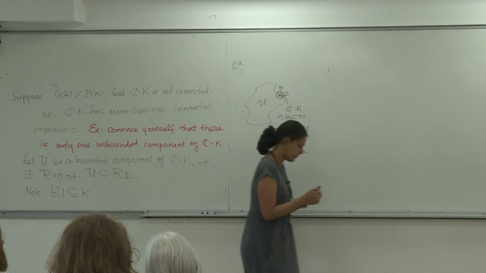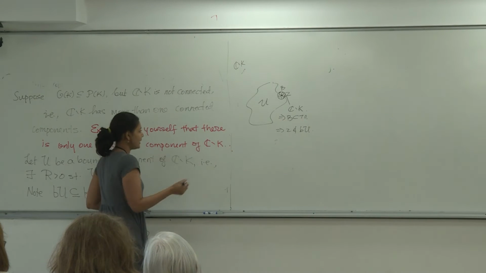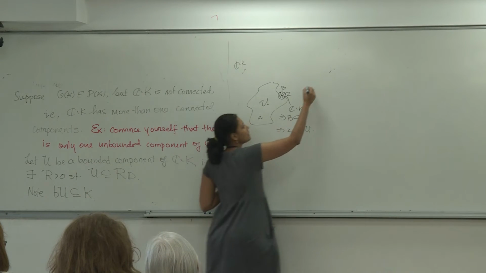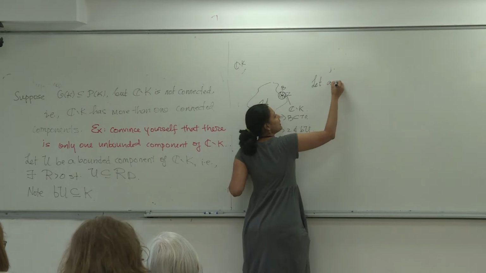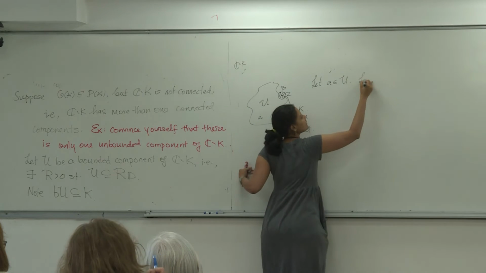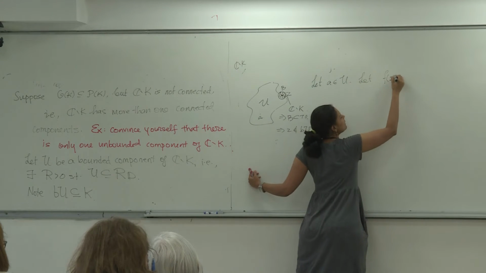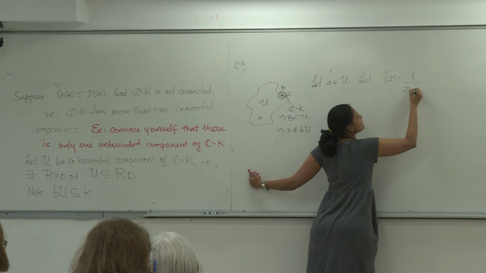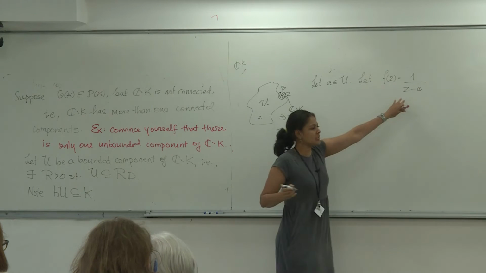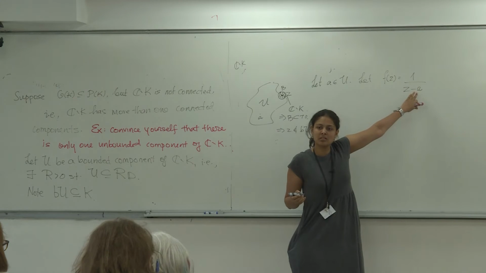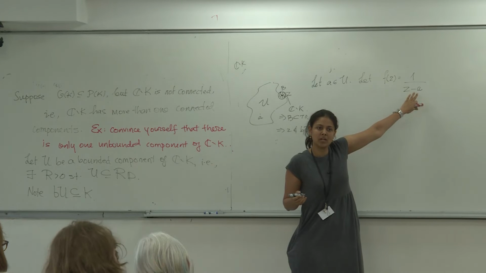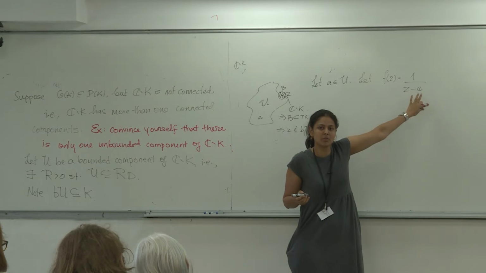So I'm trying to get a contradiction. I'll choose an arbitrary point A over here. So let A be in U, let f of Z be 1 over Z minus A. This should just remind you of the example that we just did. We were working with the unit circle and we had looked at the function 1 over Z, so A was just the origin over there.